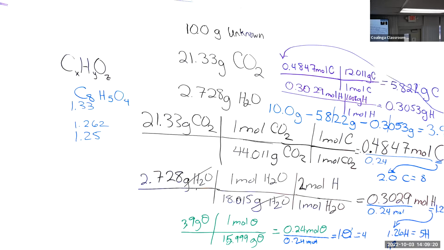Okay, so now that we have our empirical formula, how am I going to use it to determine my molecular formula, or the range of my molecular formula? Okay, so how would I do that? 8 times 12, 5 times 8, and 4 times 15.9.